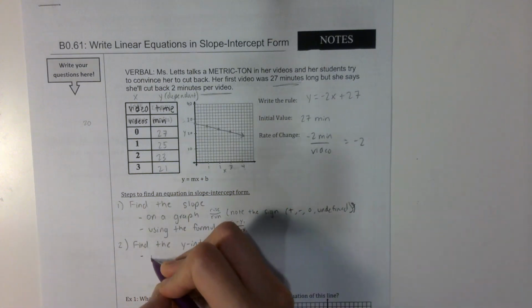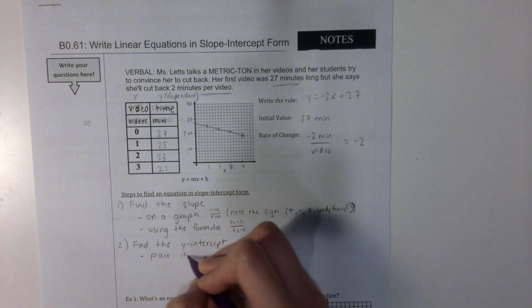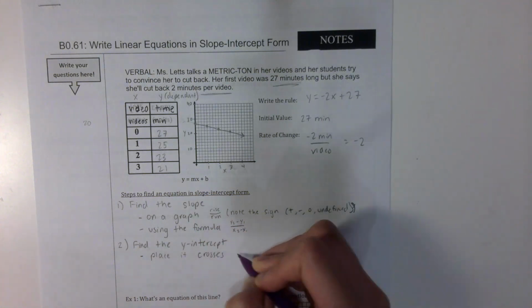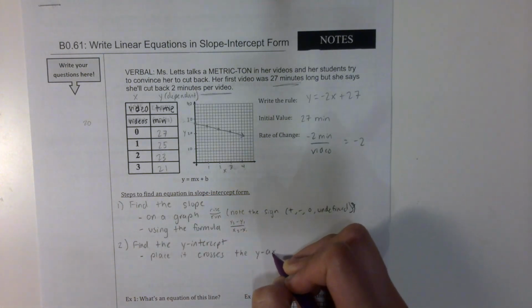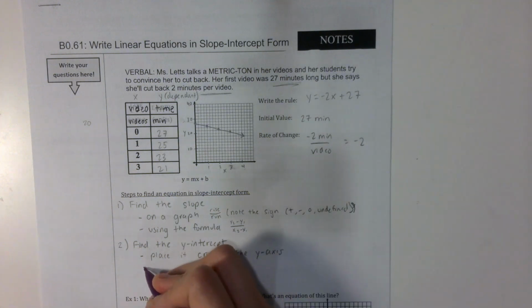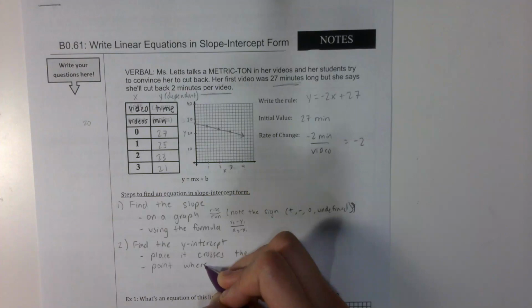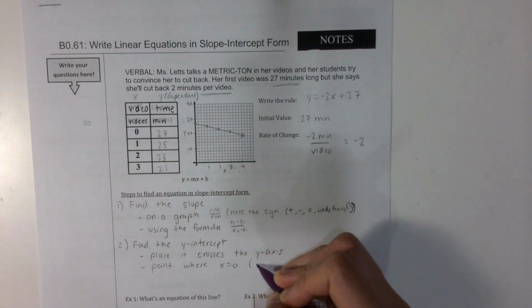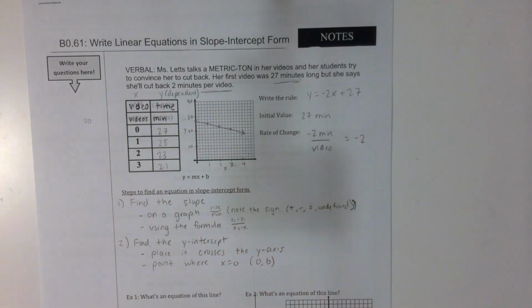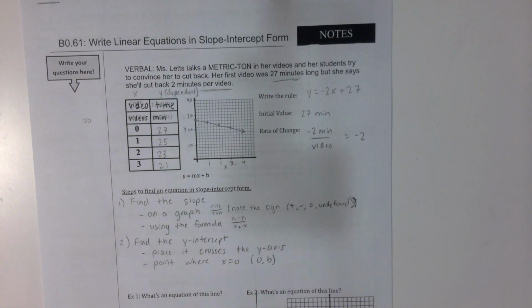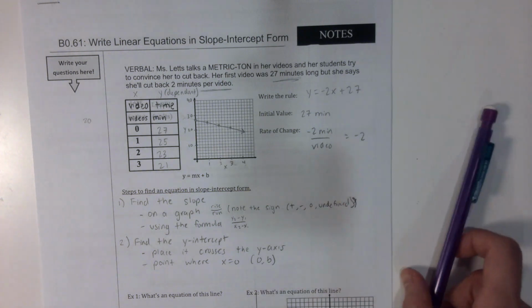So this is the place it crosses the y-axis, or the point where x equals 0, (0, b), right? So this is a definition, this is a vocab word. Y-intercept has the x equals 0 and the y is something, or b, for y equals mx plus b, right?